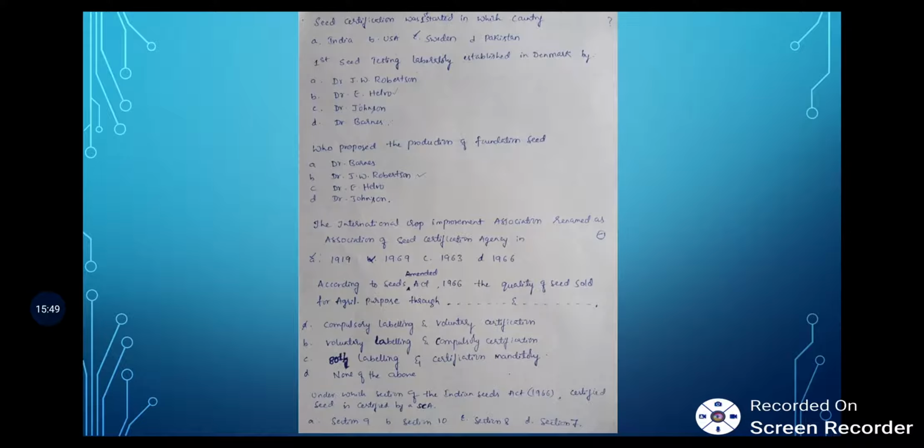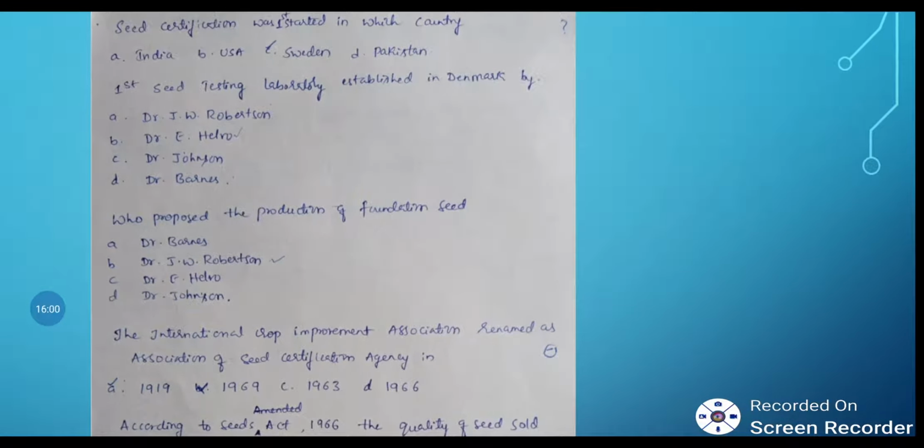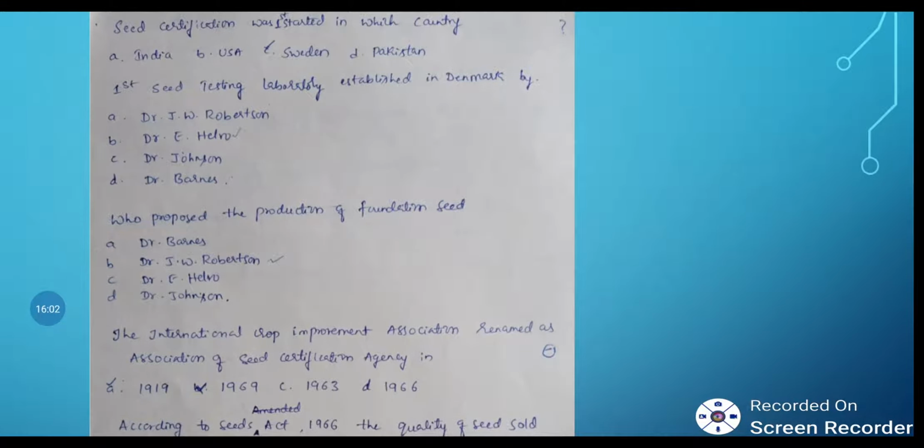We'll move to the next question. Seed certification was started in which country? First time seed certification was started in Sweden. First seed testing laboratory established in Denmark by, the scientist's name is Dr. E. Harlow.